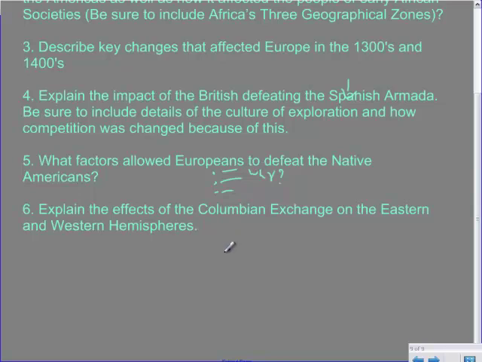The last one is explain the effects of the Columbian Exchange. Positive, negative effects. What is the Columbian Exchange? Explain that. What are some of the negative effects? Back it up with details. Negative effects of diseases, because diseases killed 20 million and 90 to 95%. You need to support yourself with details.